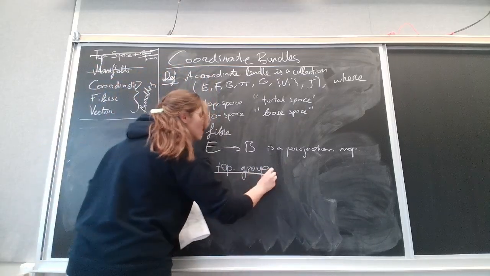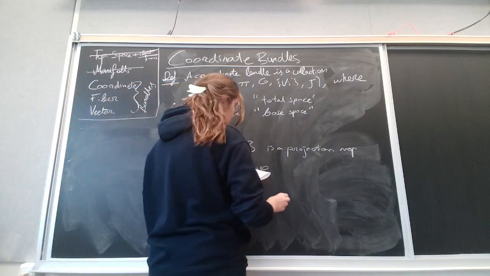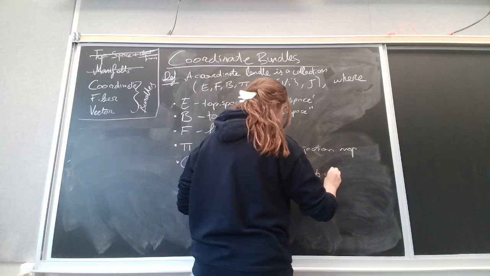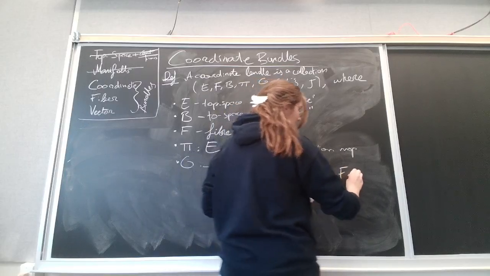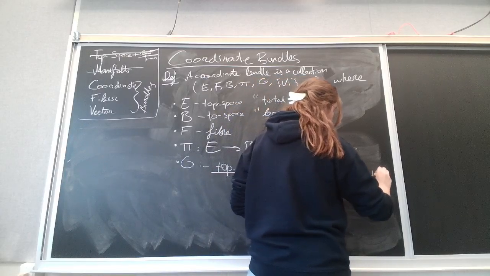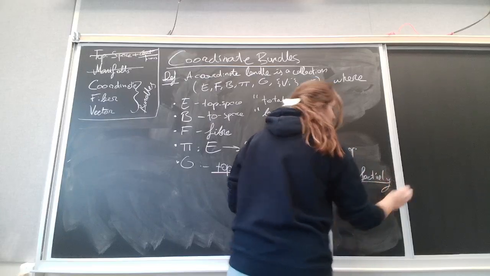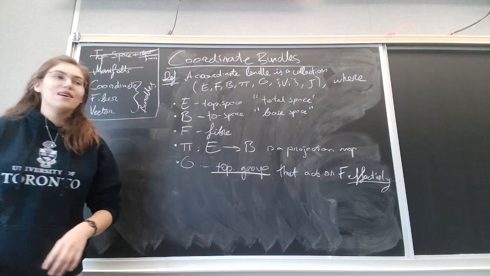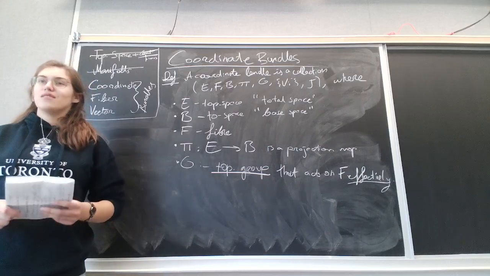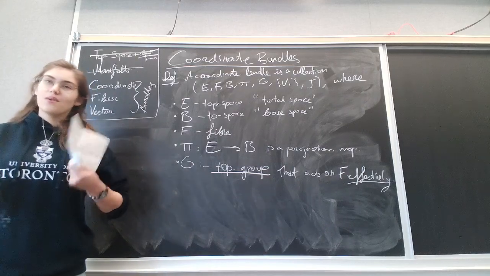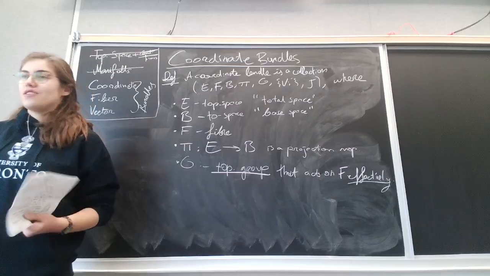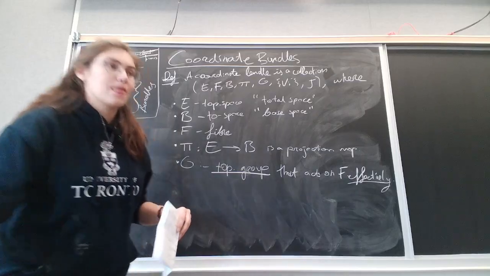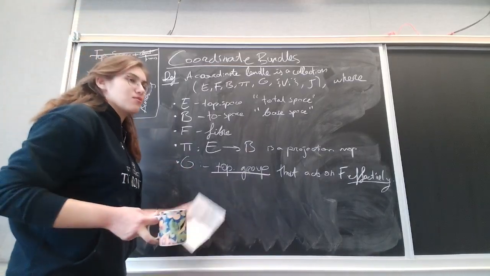Now I will say what a topological group is, because otherwise it wouldn't make sense. That acts on F effectively. Now at this point, I realize that I need to ask, do you know what a group is? No? So groups are essentially a way to talk about symmetries. So you can take something and then you can look at the symmetries.